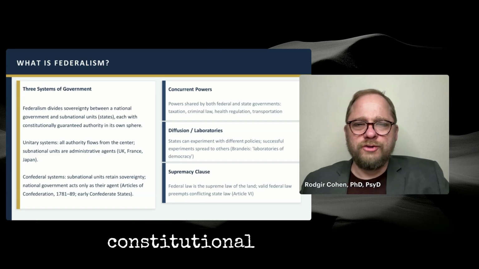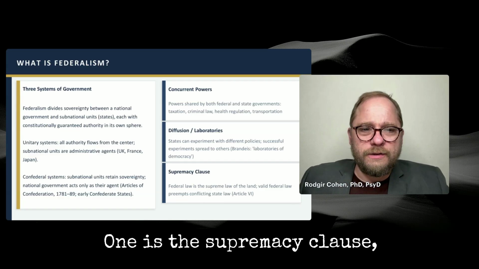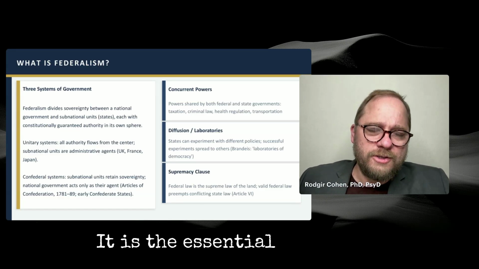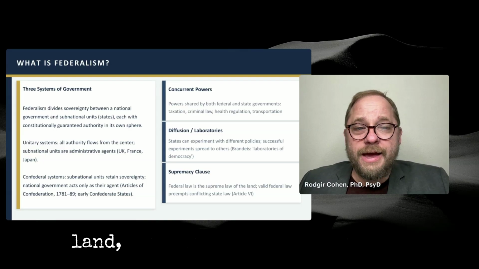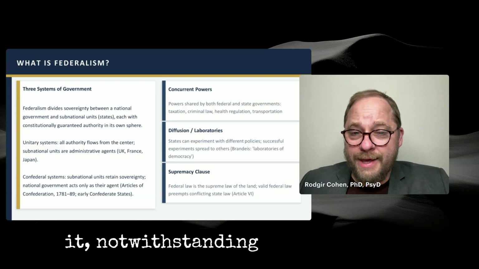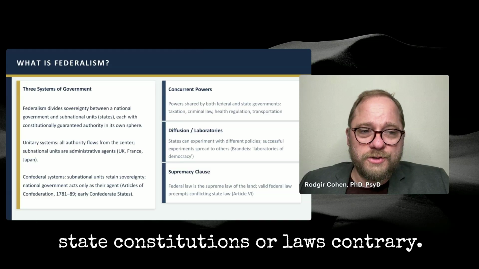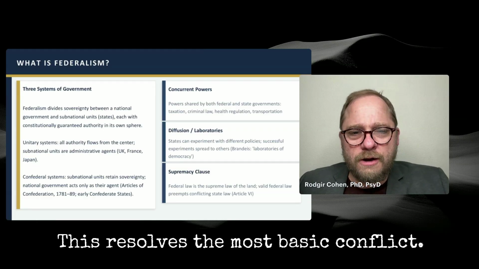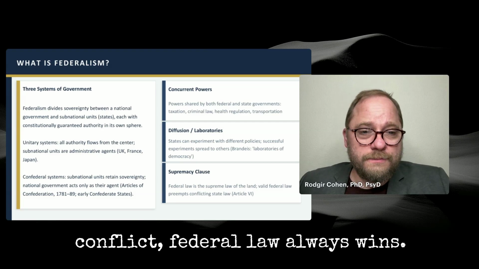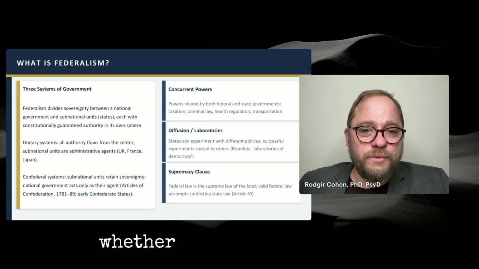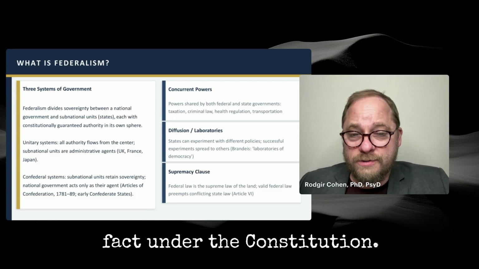There are key constitutional provisions. One is the Supremacy Clause. That's Article 6, the essential provision. The Constitution and laws made under it are the supreme law of the land, and state judges are bound by it, notwithstanding anything in the state constitutions or laws to the contrary. This resolves the most basic conflict. When valid federal law and state law conflict, federal law always wins. The question is always whether the federal law is in fact made under the Constitution.